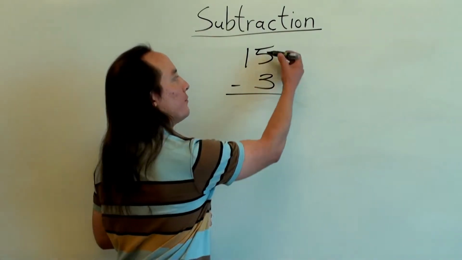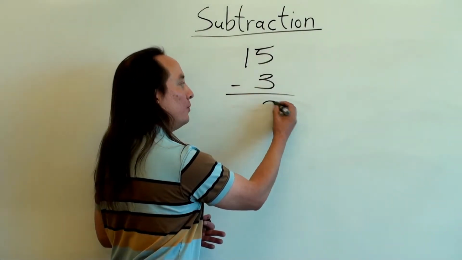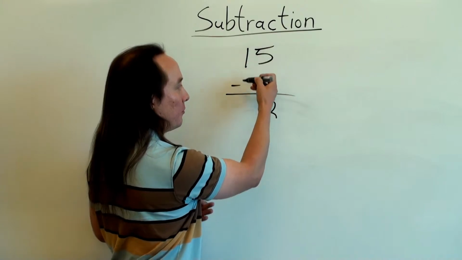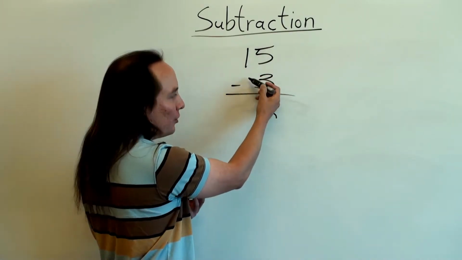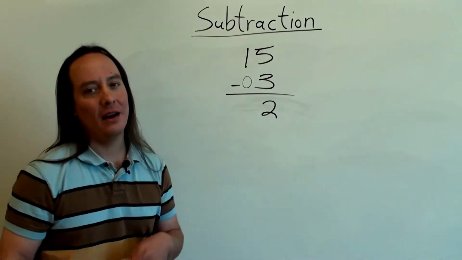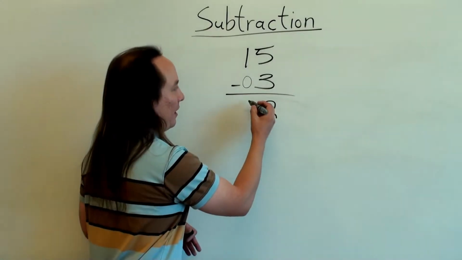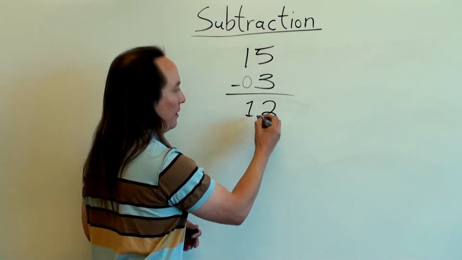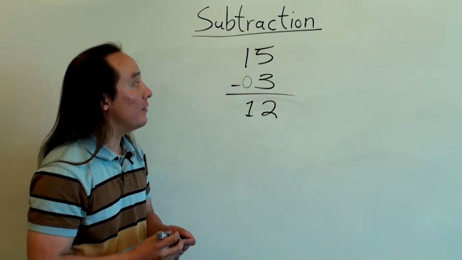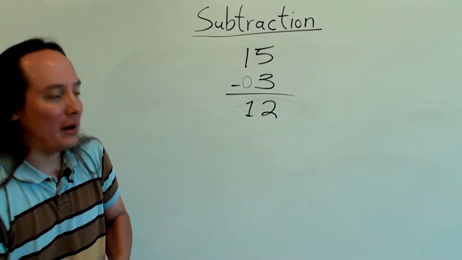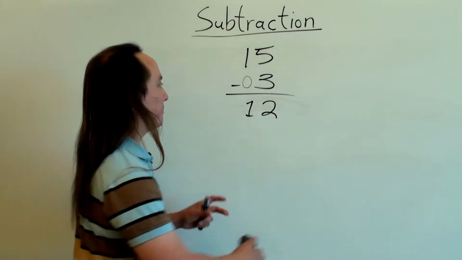Okay, so we go 5 minus 3. That's 2. 1 minus nothing. You could technically put a 0 there, you really don't need it. You can just say 1, bring it down. 1 minus nothing is 1. So 15 minus 3 is 12. All right?